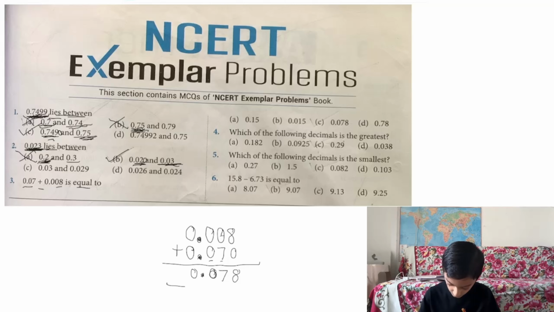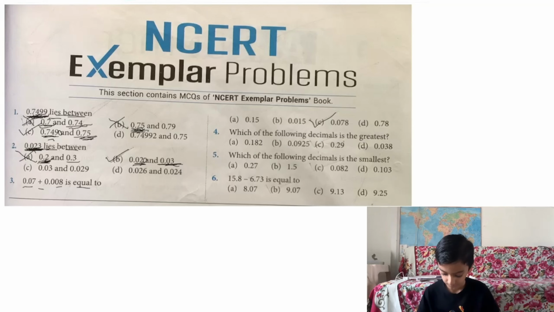So 0.008 plus 0.07, or you can say 0.070, is equal to 0.078. So the correct answer of question 3 is option, which is 0.078.